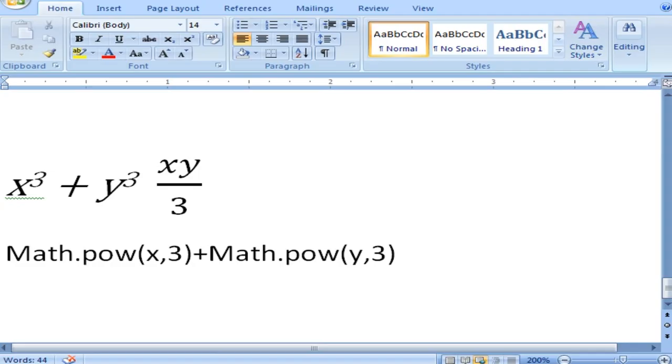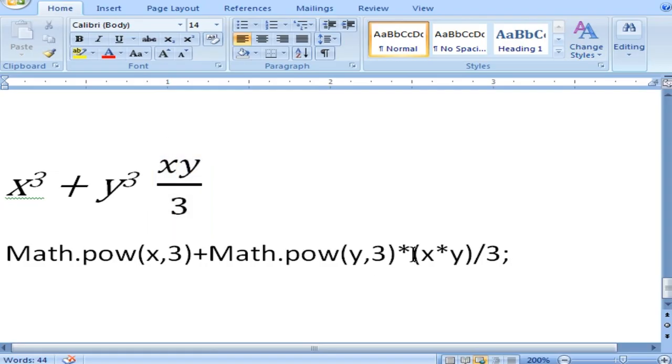Now the second half, you are multiplying it. Okay. So when you use the multiplication symbol, it should be separate, right? So you have to put a parenthesis again. Then x into y. Okay. Then divided by 3. And then semicolon.